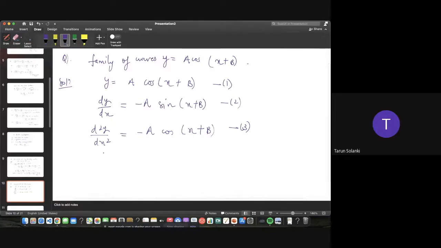So this is equal to minus y. So it will become d²y/dx² plus y equals 0, since this is minus y. So d²y/dx² plus y equals 0. This is our answer.